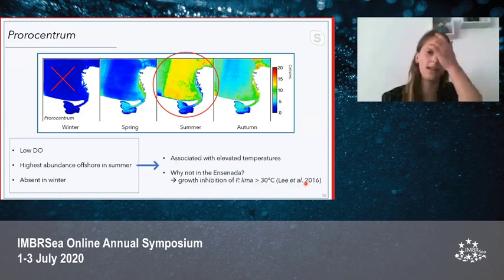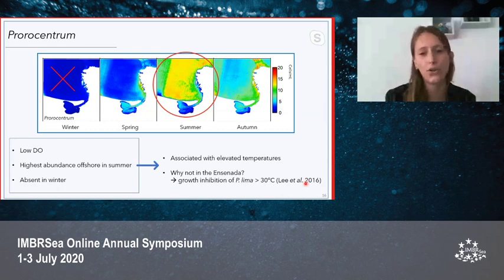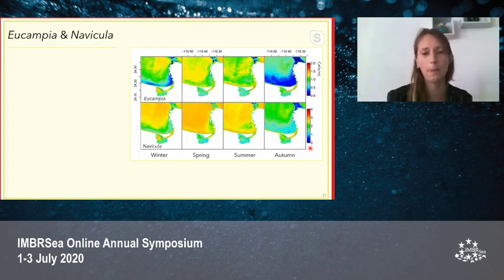This genus, as well as Chaetoceros, is also associated with elevated temperatures. And again, same question, why doesn't it occur in the Ensenada? This is due to the fact that for species such as Prorocentrum lima, it has been observed that there is growth inhibition at temperatures above 30 degrees, temperatures which are definitely reached in the Ensenada during summer.